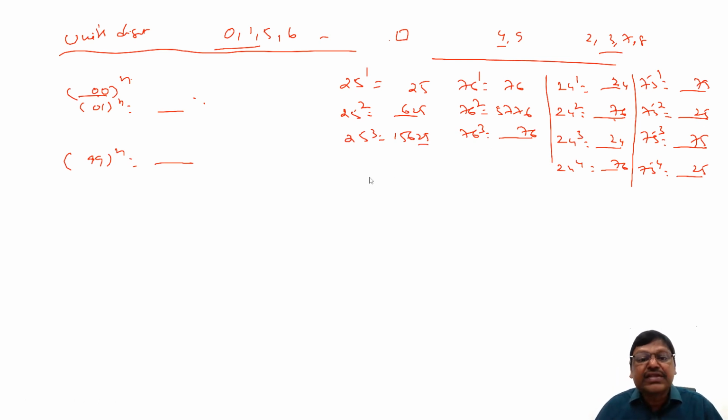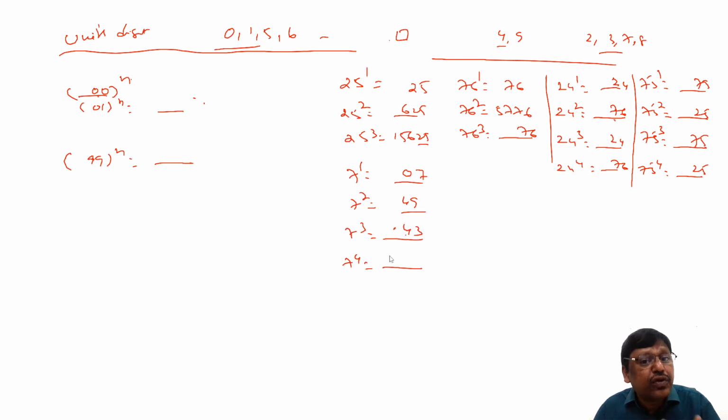Then there are a few numbers like 7 which have a cycle of 4 places. Every 4 places they repeat. 7 power 1 is 07. 7 square is 49. 7 cube is 343, so the last two digits are 43. I am only writing the last two digits, not the entire number. 7 power 4 is 2401, so the last two digits are 01. 7 power 5 is 16,807, so the last two digits are 07. You can see it repeats after 4 places.